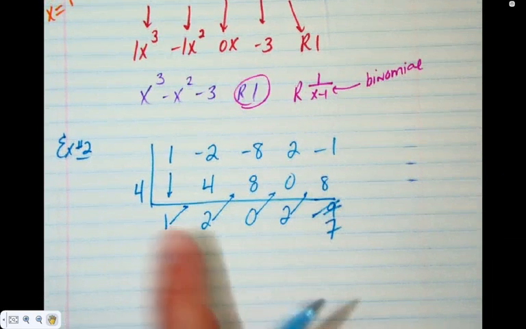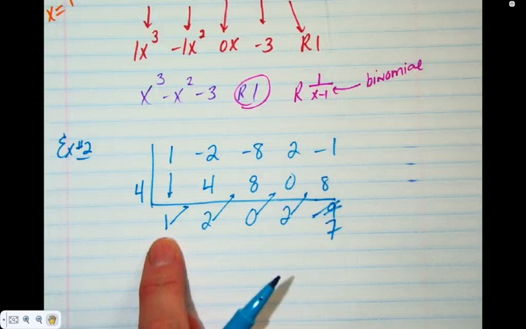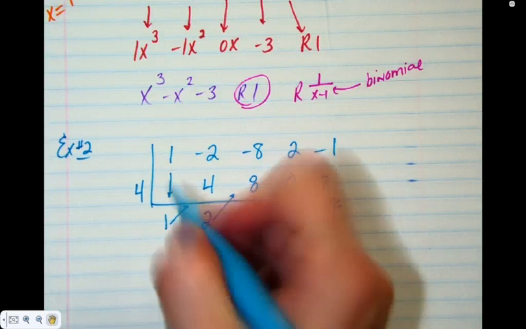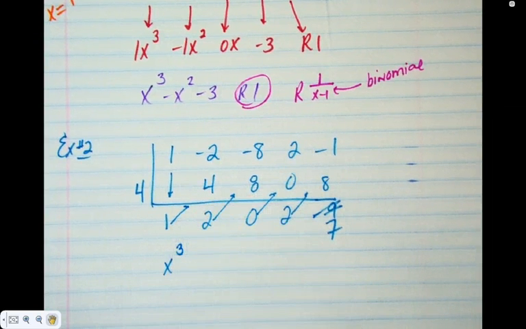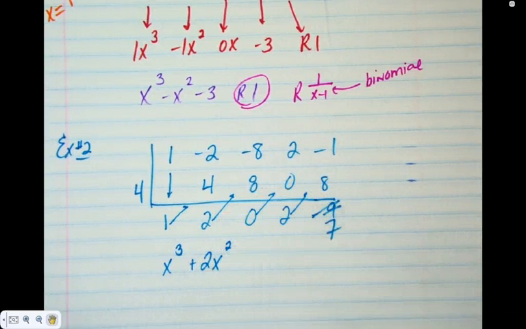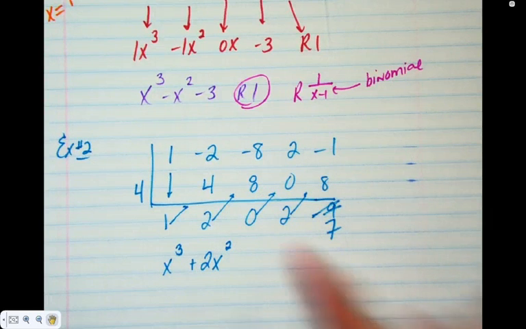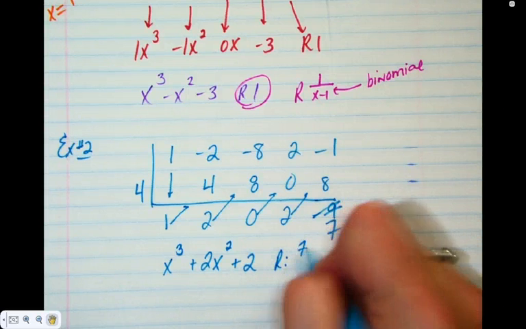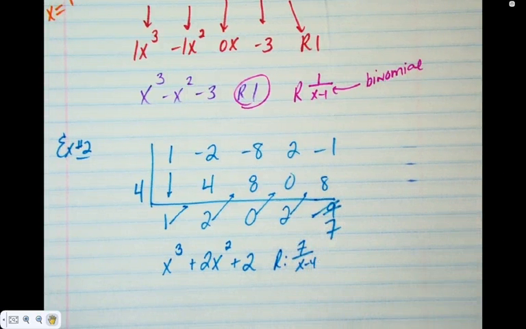Remember, the answer starts 1 degree less than the question. So if the question starts with an x to the 4, the answer starts with x cubed. So we have 1x cubed plus 2x squared. I don't have any x's, so I don't need to write that. Plus 2, remainder of 7. And I'm just going to write it over x minus 4 because it's the way the book is going to write it.